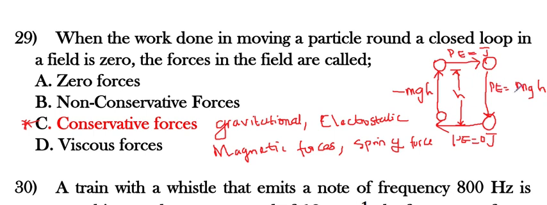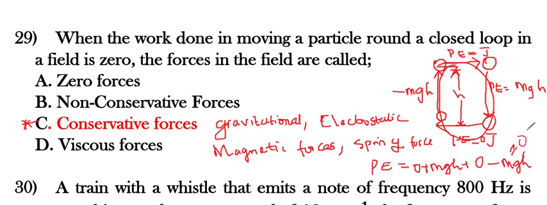So if we sum all the PEs in this closed loop, and effectively this is a closed loop, you are going to obtain the net PE to be equal to 0 plus mgh plus 0 minus mgh. All of this is equal to 0 joules. So you discover that the work done in moving a particle in a closed loop is equal to 0 in a gravitational field. That is why we say gravitational fields are conservative fields, or gravitational forces are conservative forces.